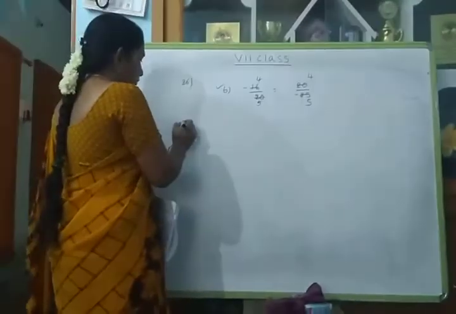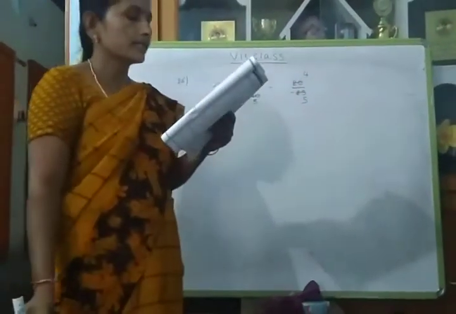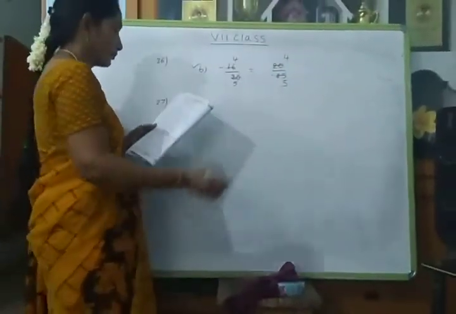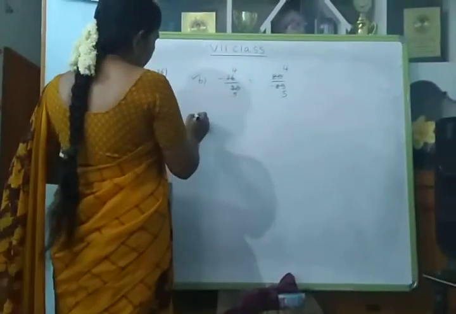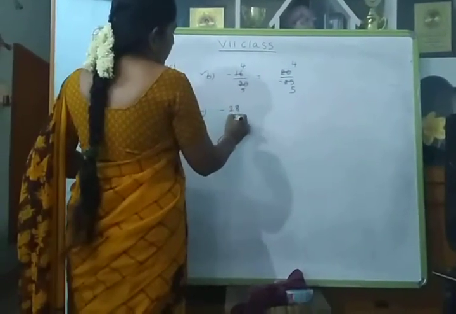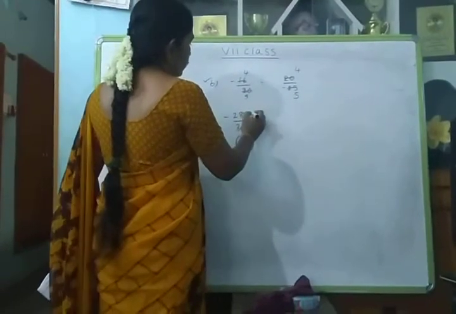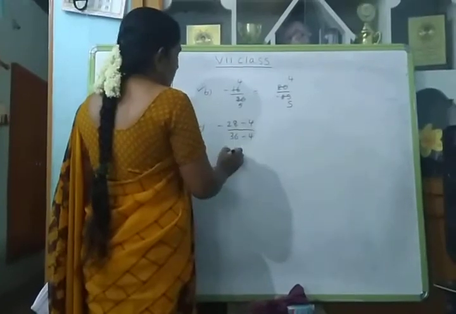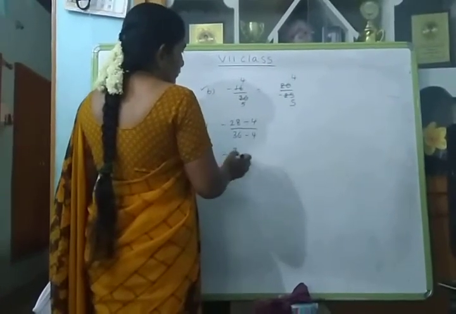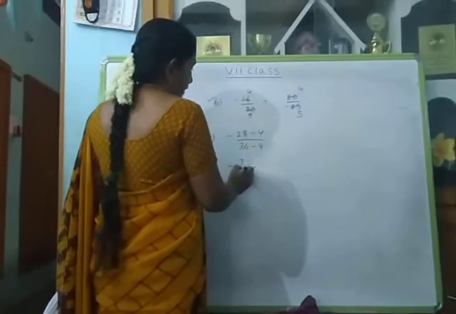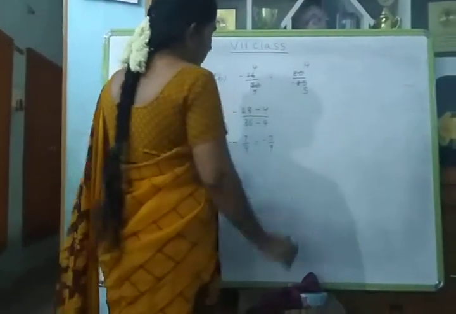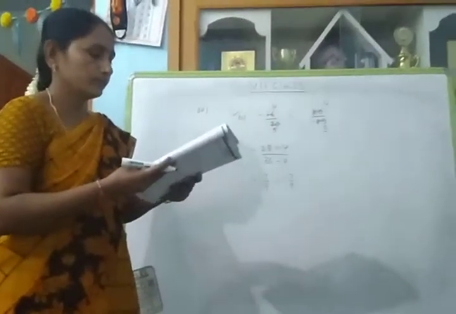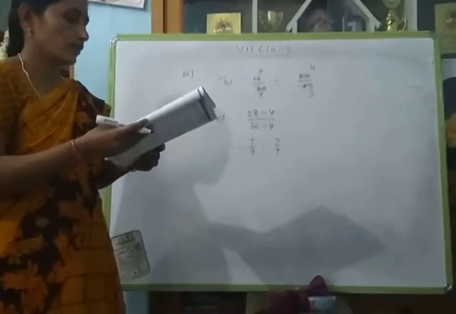Next, the 27th one. The equivalent rational number of minus 7 by 9 is... If you see option C, minus 28 by 36. If you divide both numerator and denominator with the 4 table, what will you get? 4 7s are how much? 28. 4 9s are 36. So minus 7 by 9. So which is correct? Option C is correct. Is any other possible? Not possible.